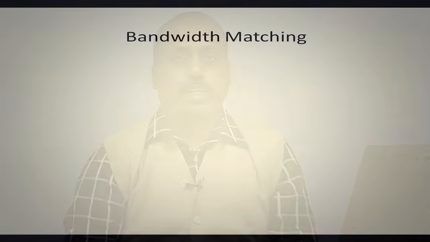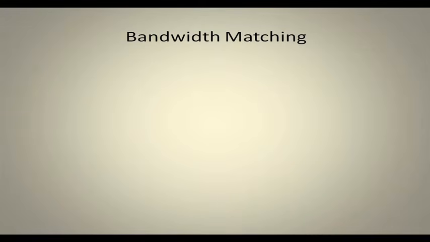Matching problem. We have this fast ATE, and the core testing is slower. So the ATE can provide data at a higher rate, and then we have to have the testing done at a lower frequency. That is the problem of bandwidth matching.